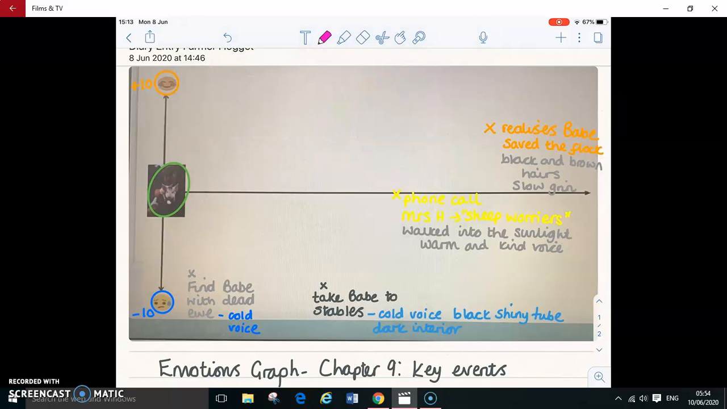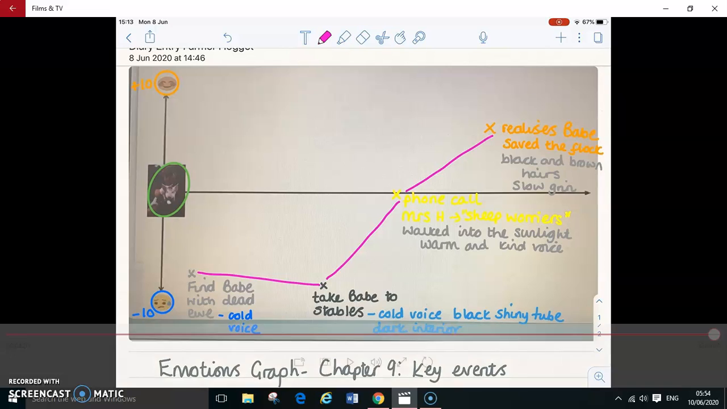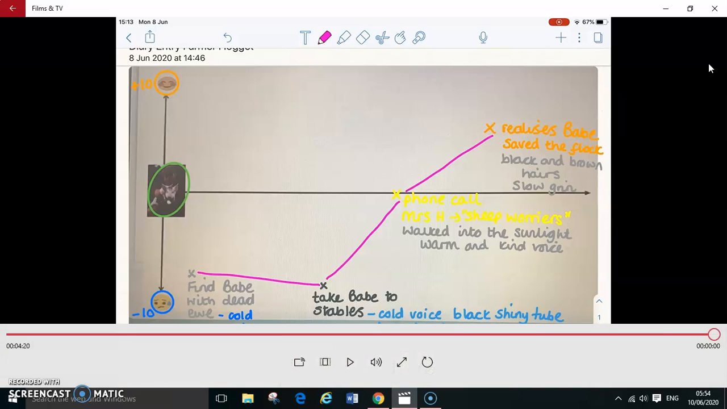So I've got all my points. It's a bit like plotting a graph in maths, and then all I have to do is join them together. This shows us really clearly that the end of chapter 8 and the start of chapter 9 starts off with very negative intent, and then as we go through the chapter, the intent turns to positive and ends on quite a positive note.